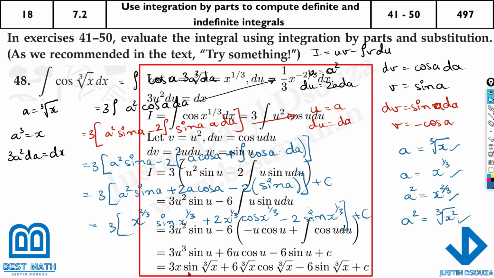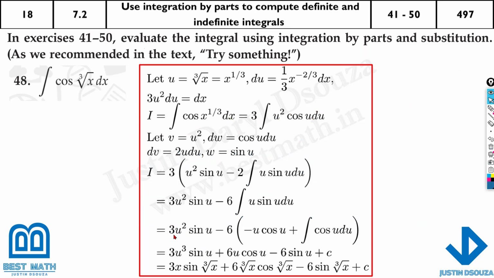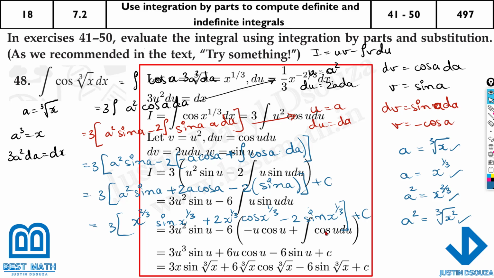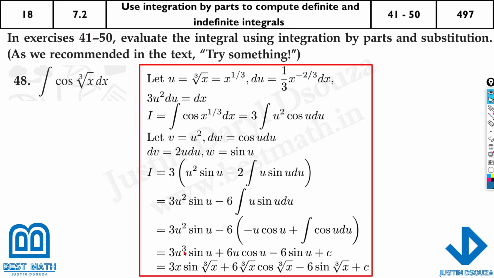Now, how did they get x? So here, yeah, they have written 3. Okay, one second. Let me just check this. 3u squared. Yeah, this is sine u minus 6. Yeah, this is what we have got as well. When we integrate, then this became sine. And all of a sudden they have put y to the power 3, which is wrong.